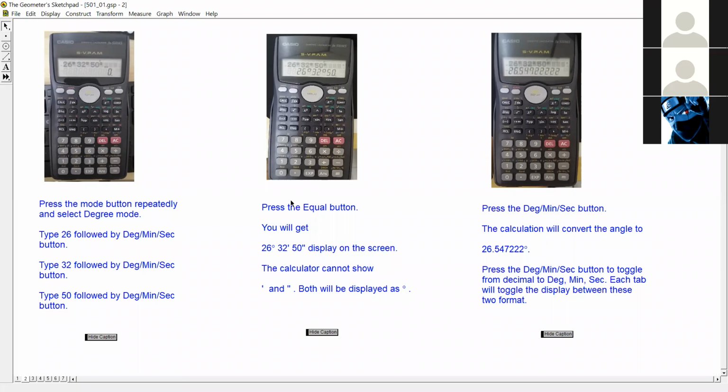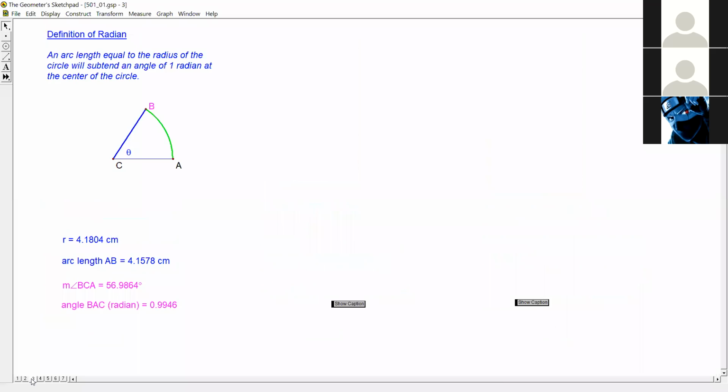Right. So now you know how to change from degree to this one and so on, and you know why they have these three smaller divisions. Okay, we go on to the next part. The next part is what we are going to learn today, and what we're going to learn today is radian.